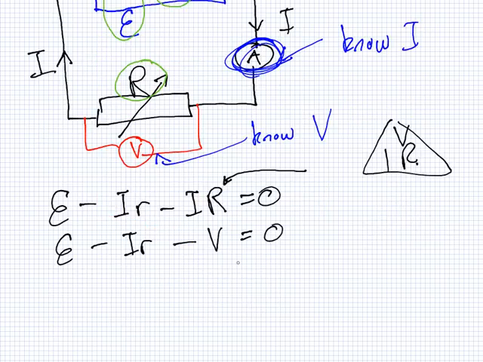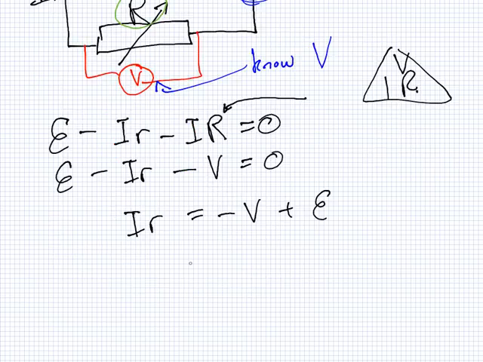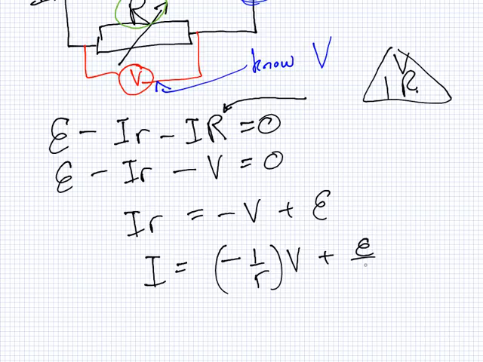And I can rearrange this a little bit. I can say I r equals E minus V. Sorry, I r equals minus V minus, let me get my signs right. I'm taking this over. E minus V plus E. Okay, so I have I r equals minus V plus E. Then I can say, or, sorry, I equals minus 1 over r V plus E over r.